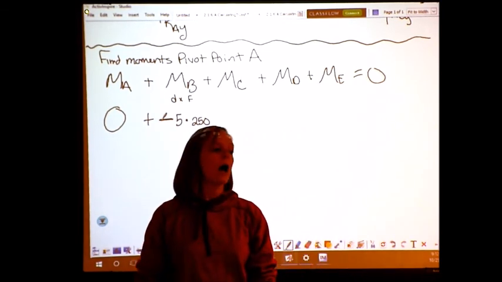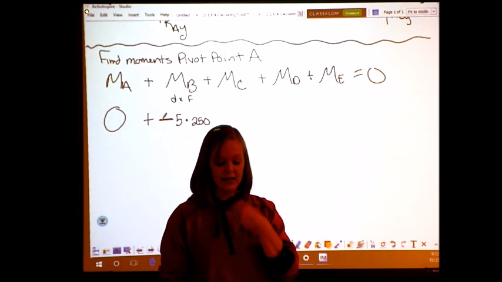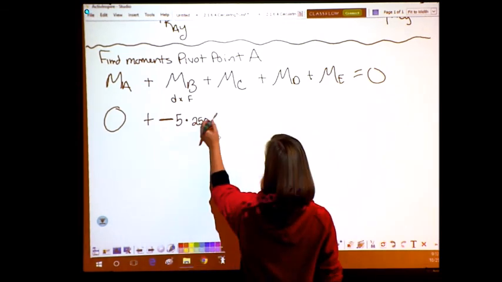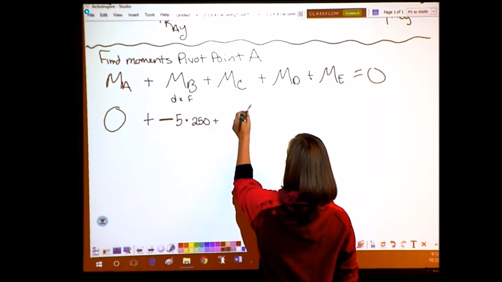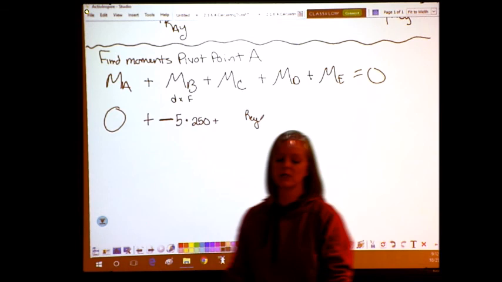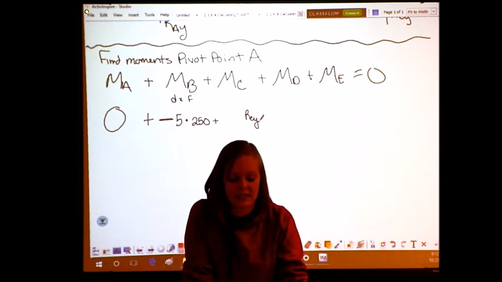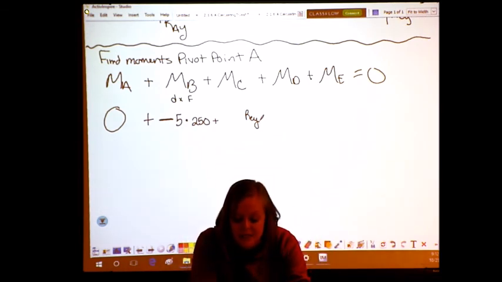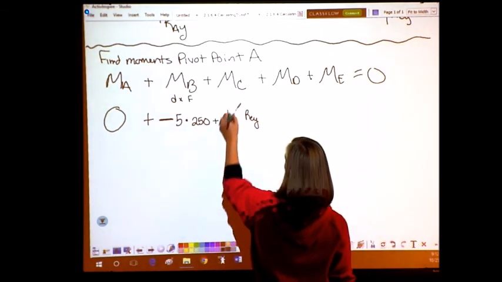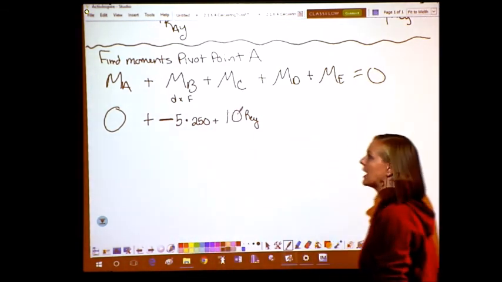Go to letter C. What is the force at letter C? We don't know, so RCY. So I have to do plus RCY times, what is the distance? What is the horizontal distance from A? From C to A would be 10. We will not say plus or minus because we don't know. We don't have an arrowhead yet.